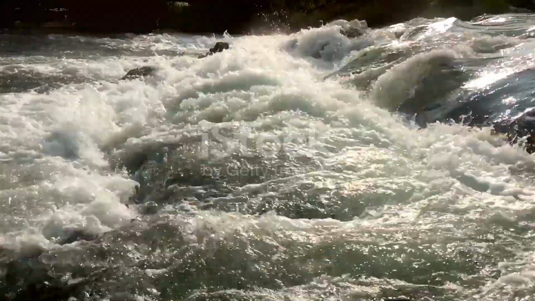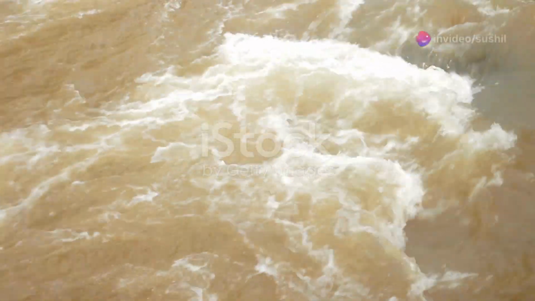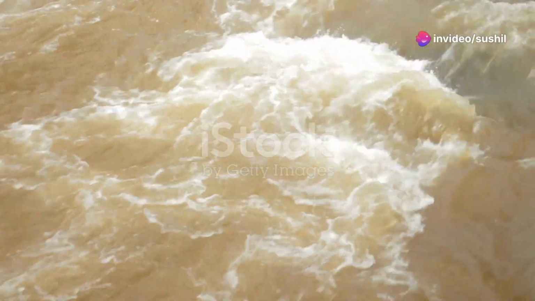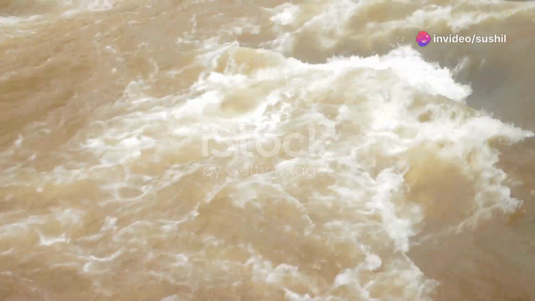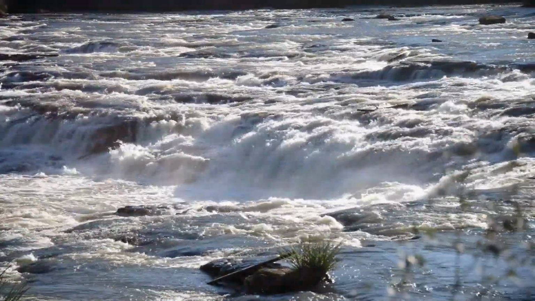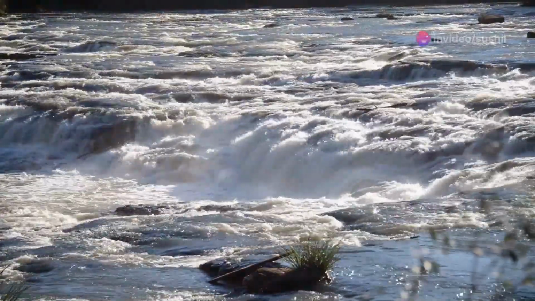Picture a fast-flowing river suddenly encountering a wider, shallower section. The water doesn't simply spread out evenly. Instead, it undergoes a dramatic transformation known as a hydraulic jump. This abrupt change in water level, often accompanied by turbulent, swirling motions, is another fascinating manifestation of Bernoulli's theorem in action.